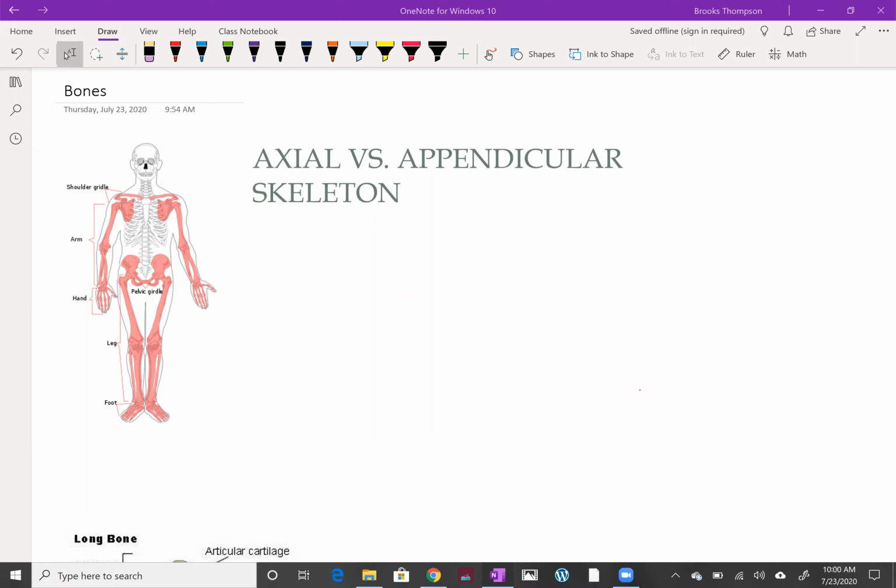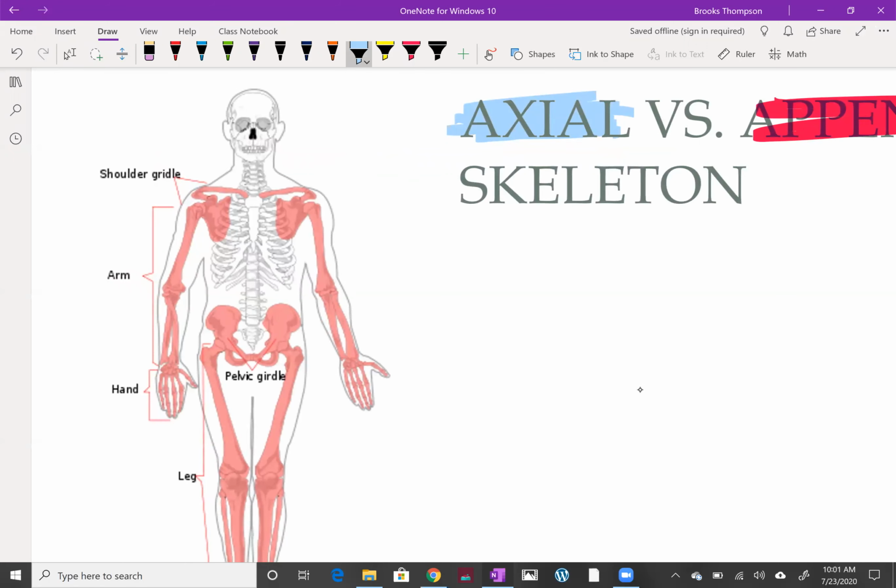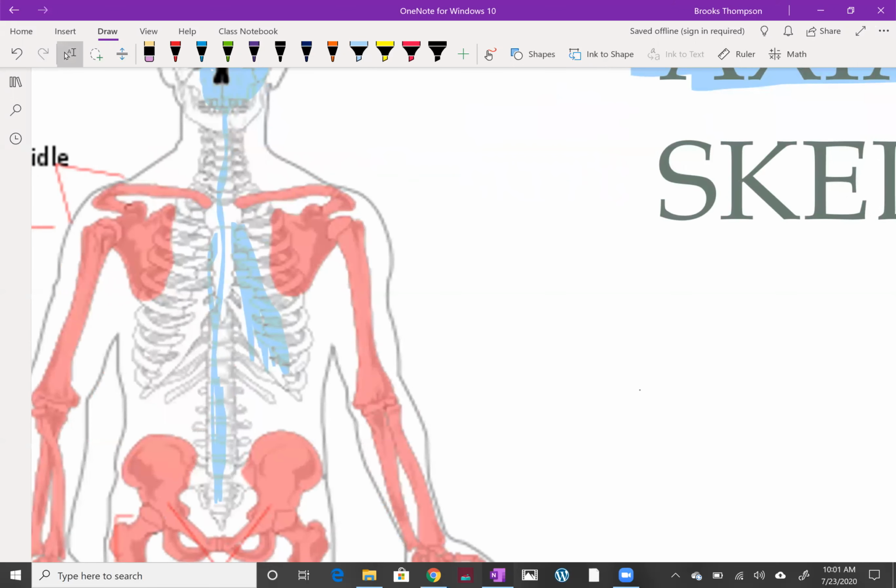We need to be able to differentiate between the axial skeleton and the appendicular skeleton. Which bones go to each? So the axial skeleton, you're going to have your skull, vertebral column, sternum, rib cage. That's your axial skeleton. Appendicular, everything else. So probably an area where people might have more like a 50-50 shot on a multiple choice exam.